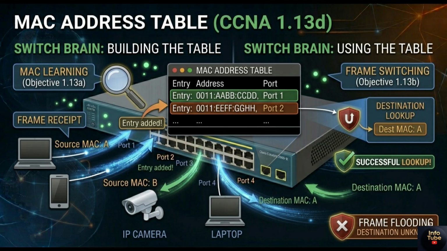Quick practice tip. The best way to see this in Packet Tracer is to connect 3 PCs to a switch. Go into the switch CLI and type show mac address-table. It will likely be empty. Ping from PC1 to PC2. Run the command again. You will now see 2 MAC addresses mapped to their ports. This confirms the switch has successfully learned the addresses and is ready for switching.